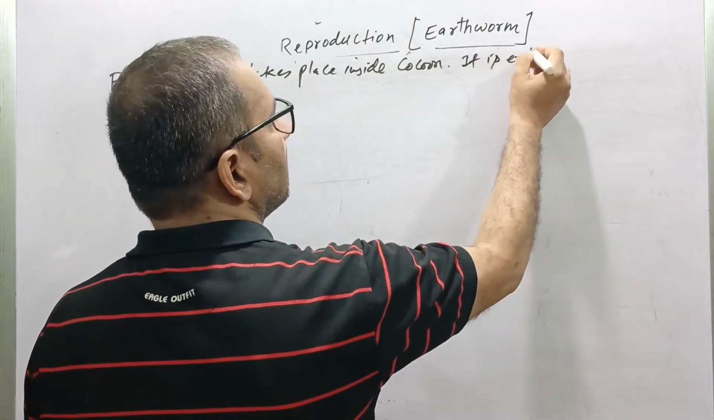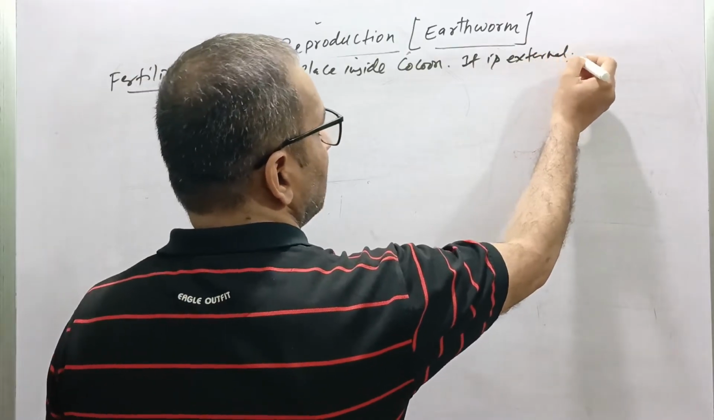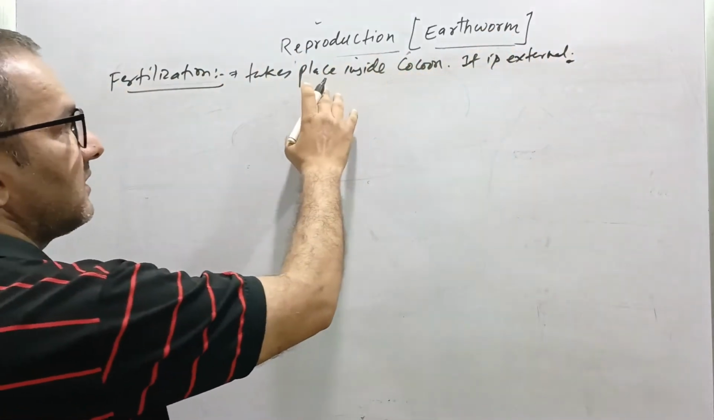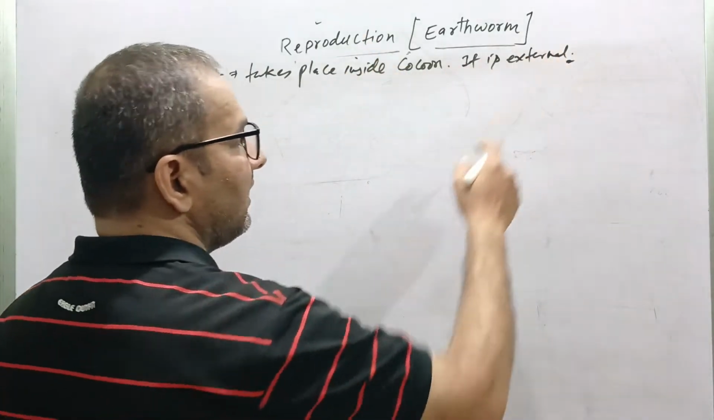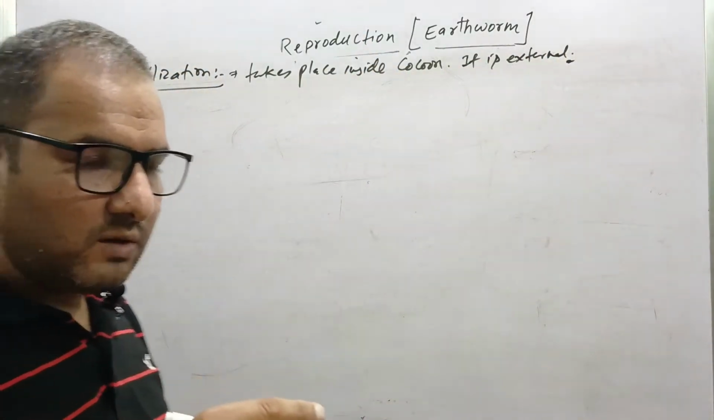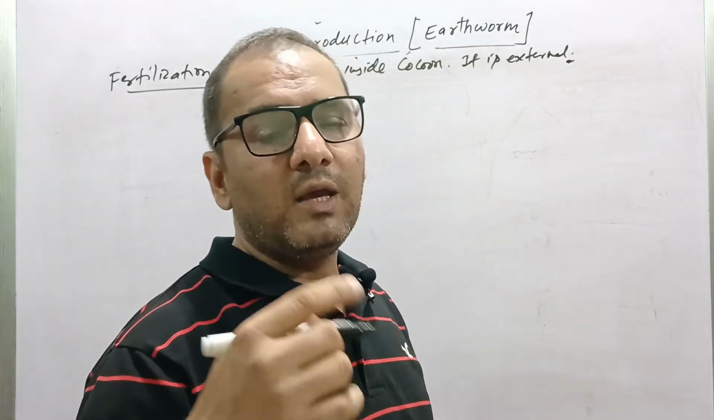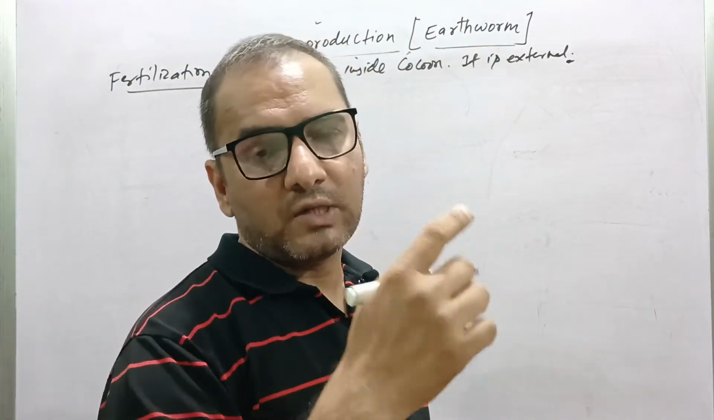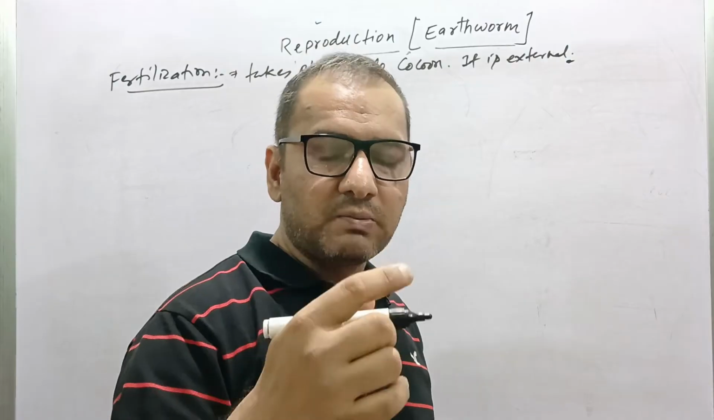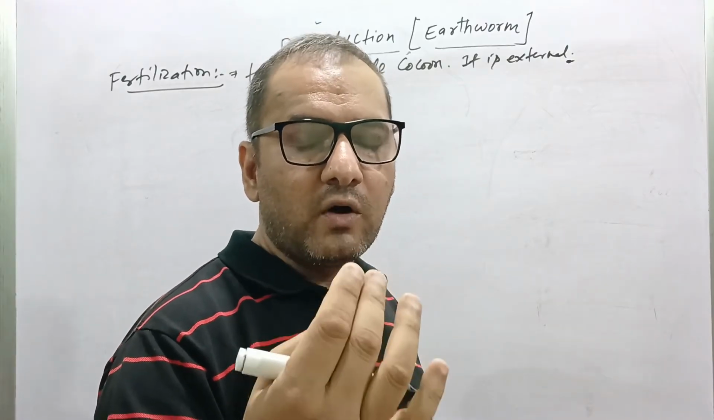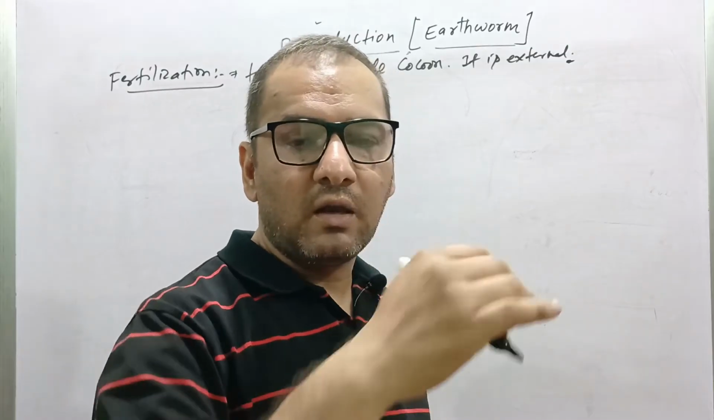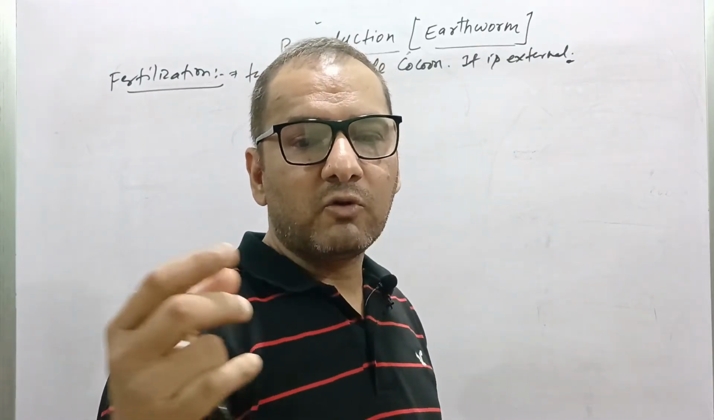It is external. Don't get confused with it. It takes place inside the cocoon, not inside the body, so it is external. And what we have studied, inside a cocoon many eggs and many sperms are present. Though many eggs and many sperms are present, one egg gets fertilized by one sperm to form the zygote, which develops, and all others degenerate and provide nutrients.